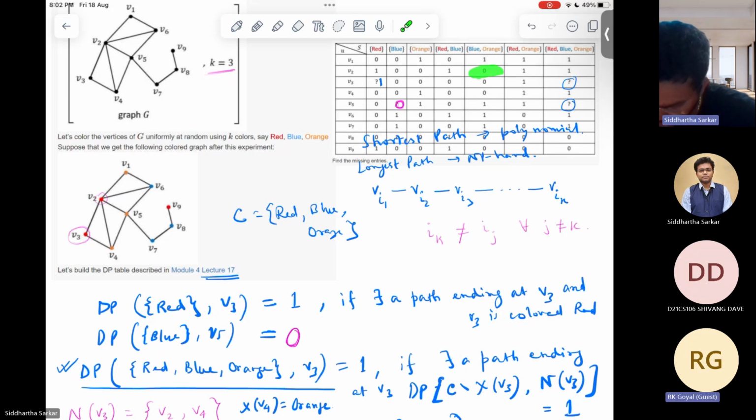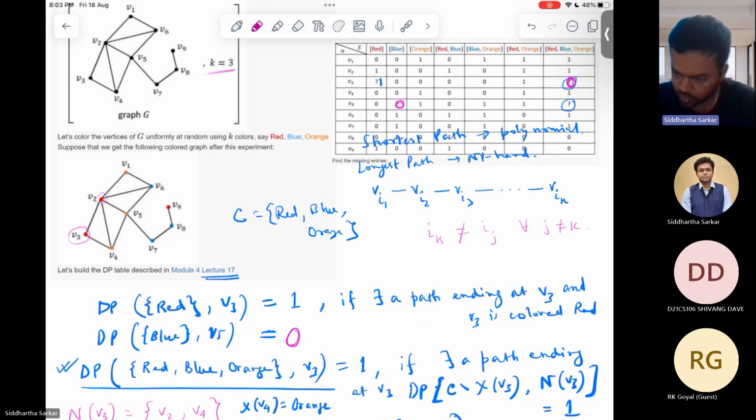The entry that I am highlighting corresponds to V2, blue and orange. This is 0. That means a path via V2 cannot end at V3 using distinct colors only. V4 is also 0. That means a path via V4 cannot end at V3 using distinct colors only. Therefore, this entry will become 0.